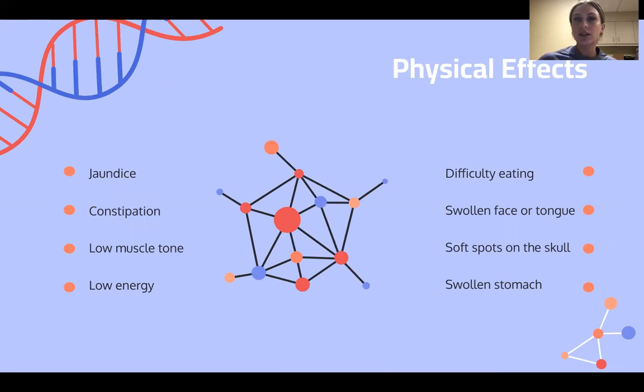Some physical effects that can occur from having this disease: the baby is born pretty normal up until about several months after birth, and then they'll experience these side effects. Usually jaundice, constipation, low muscle tone, lower energy than a baby would normally have at that age, difficulty eating, swollen face or tongue, soft spots on the skull, and usually a swollen stomach. These can lead to intellectual disabilities as well, and reduced growth rate if they're not found and treated.